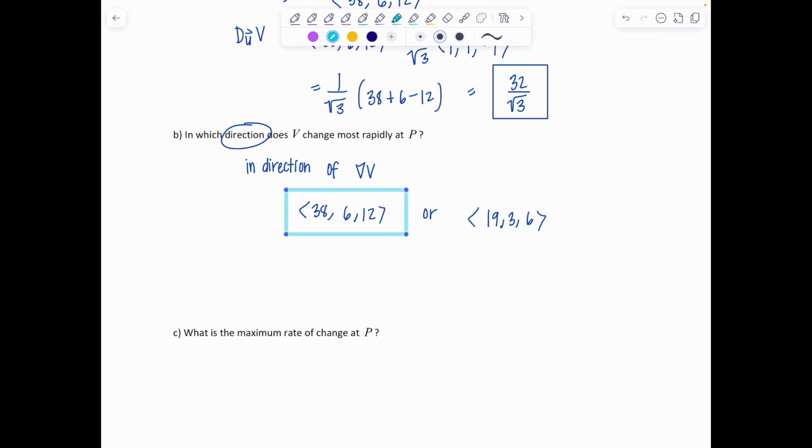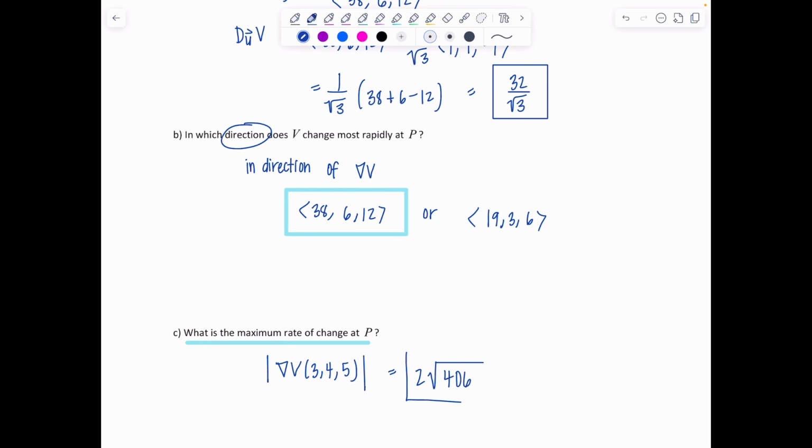What's not fine is right here. What is the maximum rate of change at p? That means they want the magnitude of the gradient of v at p. And if you scaled it down, make sure when you go back and give this magnitude, you give it of the one that was not scaled down. That's why this is kind of a dangerous moment. So some people had an oops moment there. And this did need to be simplified. It's 2 root 406. Okay, they had a calculator, so no problem for them.